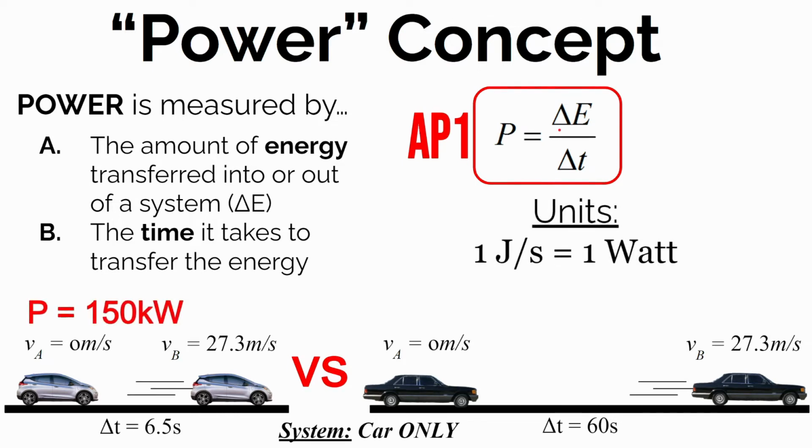If we think about what the units are, energy divided by time, it's joules divided by seconds. So the units for power are 1 joule for each second. And in physics, we call 1 joule for each second a watt. So our units for power are watts.